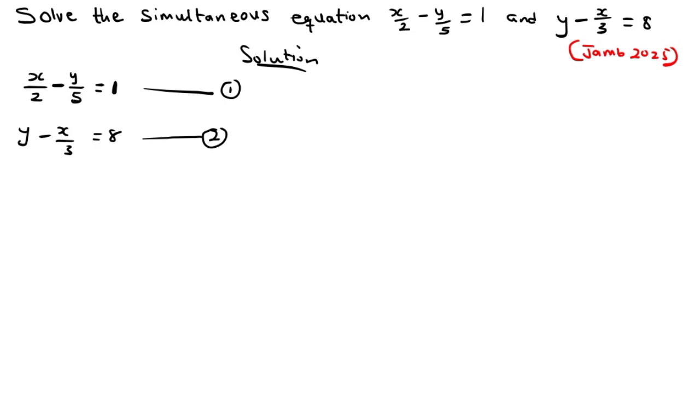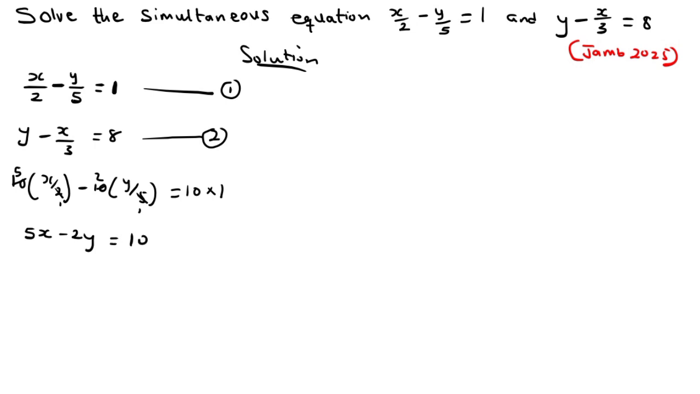Okay, so the LCM of 2 and 5 in equation 1 is 10. So I'm going to multiply both sides all through by 10. So when I do that, I'm going to have 10 multiplied by x over 2, then minus 10 times y over 5, then equal to 10 times 1. So 2 here is 1, 2 in 10 is 5. Then 5 here is 1, 5 in 10 is 2. So I am left with 5x minus 2y equal to 10 times 1 is 10.